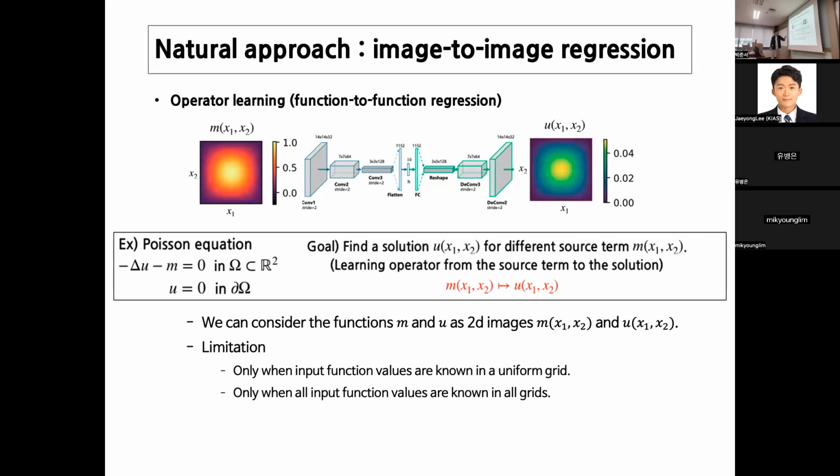But this natural idea has a limitation. We can use this model only when input function values are known on a uniform grid, because if we want to use this network, we have to have uniform values for this input function M. Also, there is another limitation: we can only use this neural network when all input function values are known on all grids. Because if we want to take this function as an input, then we have to know the values on each grid.